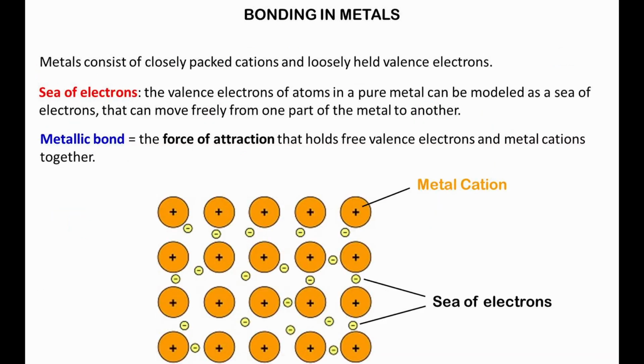Metals are not made up of neutral atoms. Instead, metals consist of closely packed cations and loosely held valence electrons. The valence electrons of atoms in a pure metal can be modeled as a sea of electrons that can move freely from one part of the metal to another. A metallic bond is the force of attraction that holds free valence electrons and metal cations together.